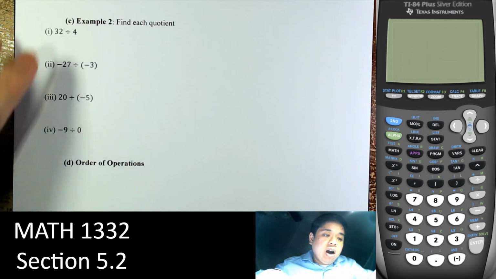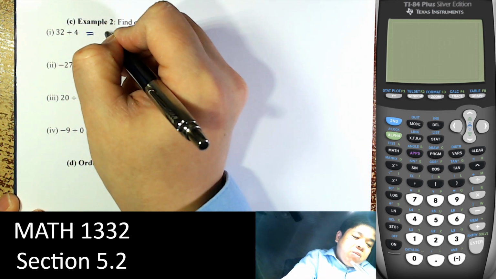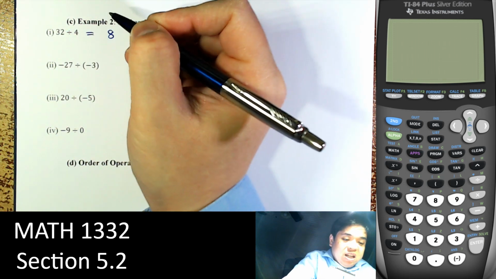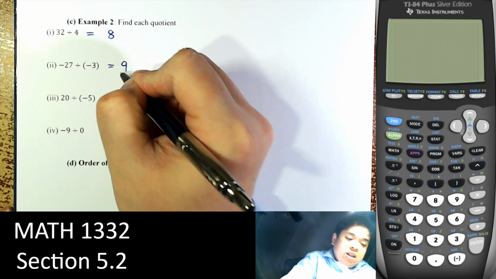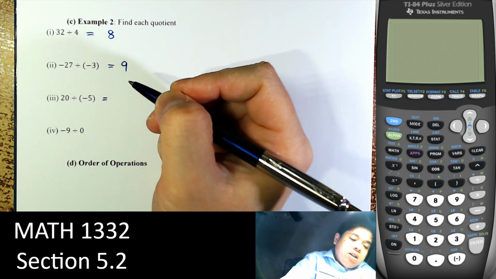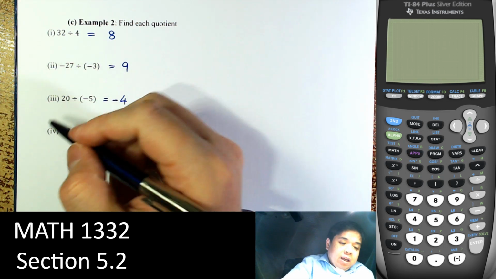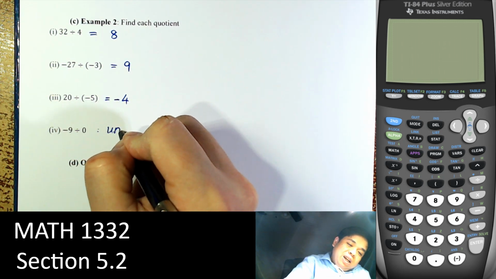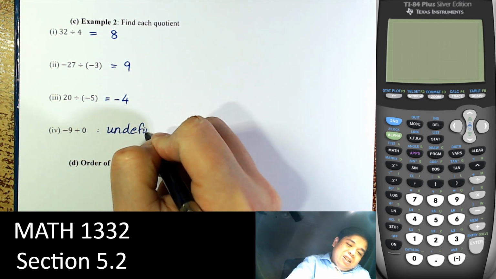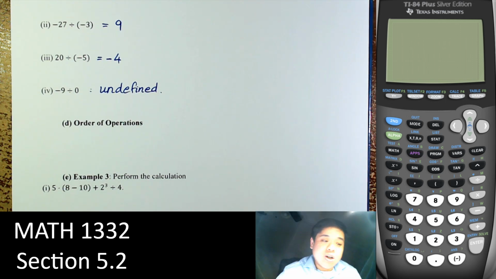Right, straightforward. Now we divide. Same thing. If the signs are the same, positive. If the signs are opposite, negative. 32 divided by 4 is 8. Same sign, positive. 27 divided by 3 is 9. Opposite signs. 20 divided by 5 is 4, but it's negative. Negative 9 divided by 0. Well, divided by 0 is undefined. I'm just going to put that there so we see. We have to pay attention when we divide by 0 because we cannot.